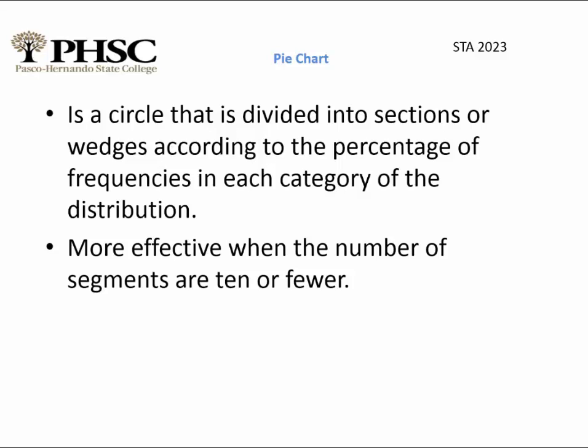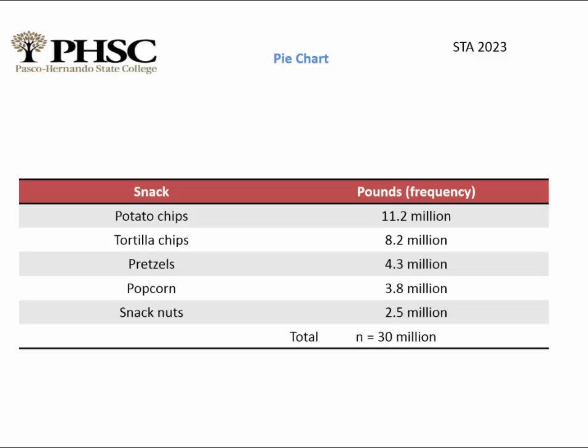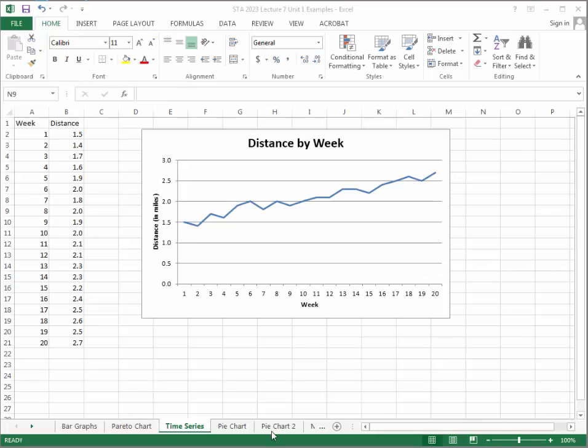Pie chart is good if you have only a few number of segments. It says 10 or fewer, but normally, 5 or 6, it's okay. You want to kind of stay away from a pie chart. It's not the best looking thing in the world, but if you have to do it, Excel can do it for you. And so here's the data that we're going to go ahead and do. And this pie chart just has the type of snacks in pounds of snacks that are eaten during a Super Bowl. So here we have the data. So we're going to go ahead and go to Excel.